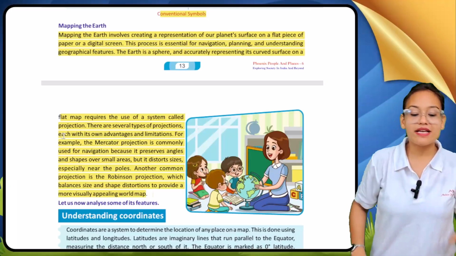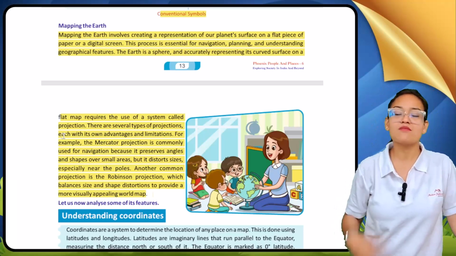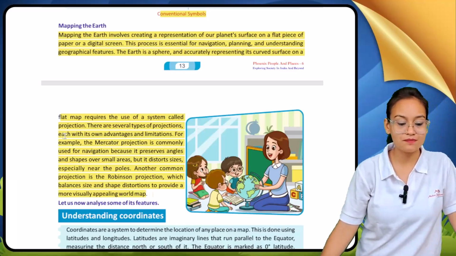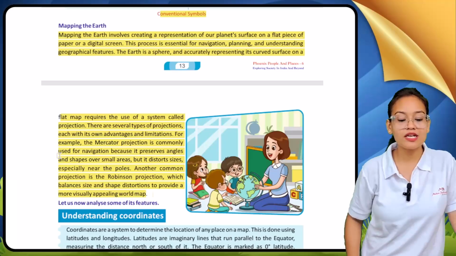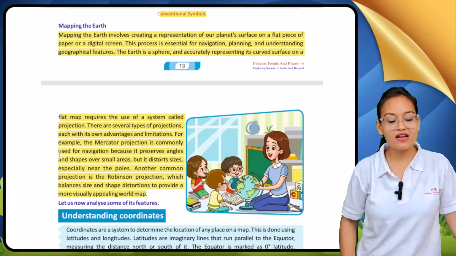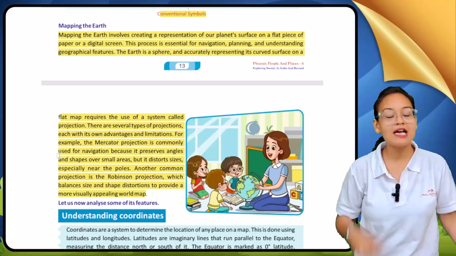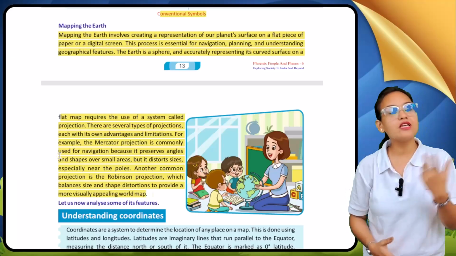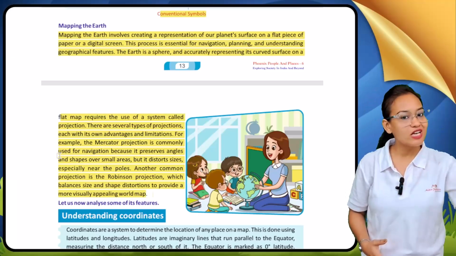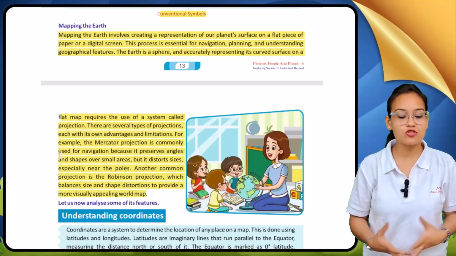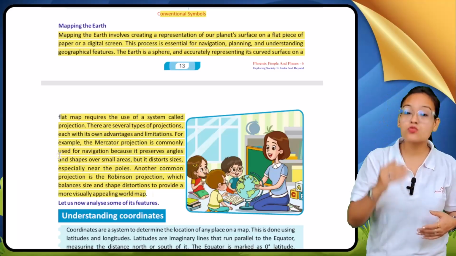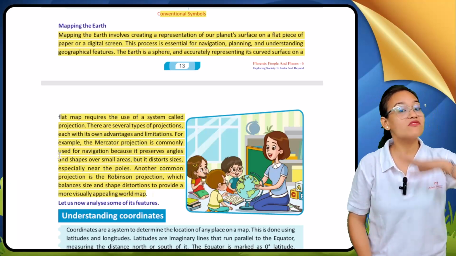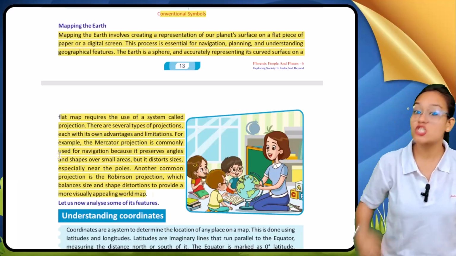There are many types of projections, having their own advantages and disadvantages. For example, the Mercator projection is commonly used for navigation because it preserves angles and shapes over small areas. So for navigation purposes, we use the Mercator projection. The angles which are preserved in the Mercator projection are very sharp, meaning it gives very sharp information about any smaller areas.